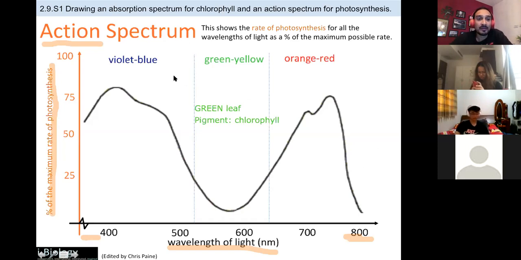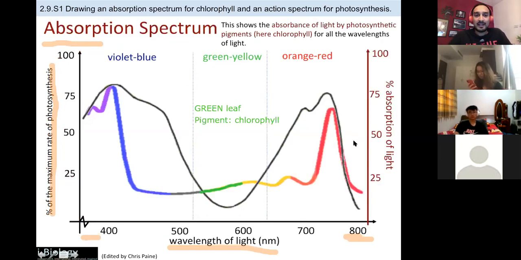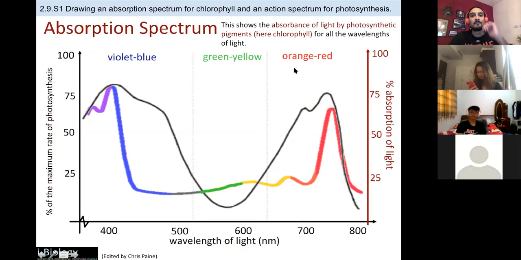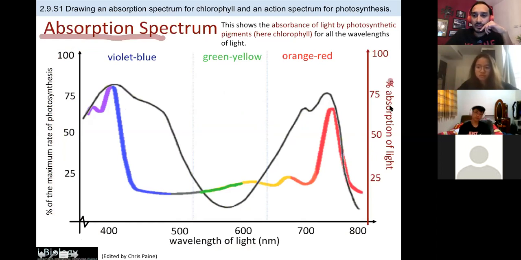Okay, so again, remember that this is only one of the two graphs. This is the action spectrum showing us the ability for different wavelengths to do photosynthesis. We are going to pair this graph with this second graph, which is called the absorption spectrum. The absorption spectrum is a graph that shows how much of the different wavelengths are absorbed by chlorophyll. That's where this comes into play. We're specifically talking about chlorophyll, the pigment.